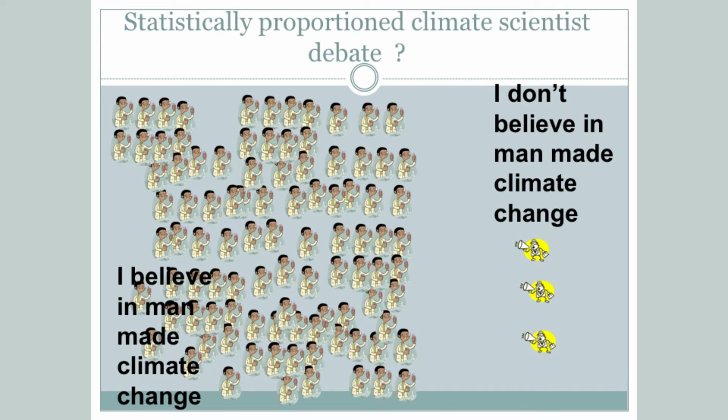When we see a debate in the media over climate change, normally there's a believer and a non-believer who sit down and have a debate about it for a few minutes, and then they move on. If we had a statistically proportional climate scientist debate, it would look more like this, with 98% of the scientists agreeing and only a very small amount actually disagreeing. And I don't think the media portrays a very balanced view of the scientific community's views.